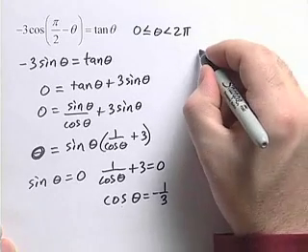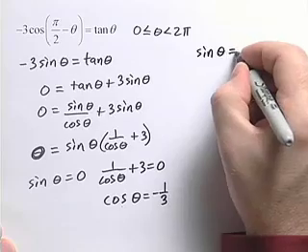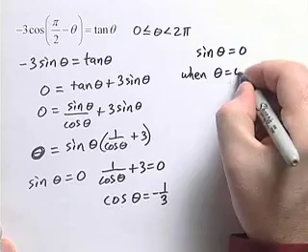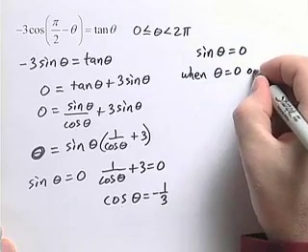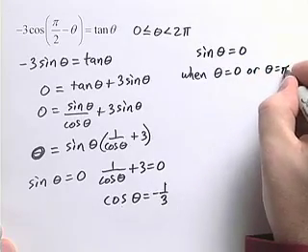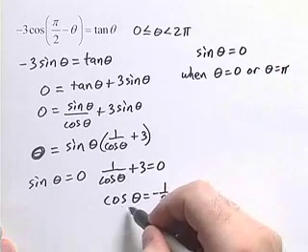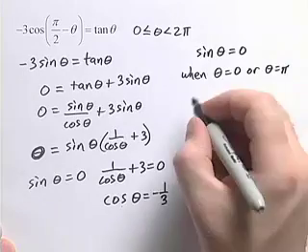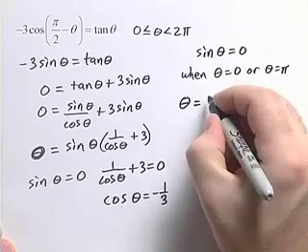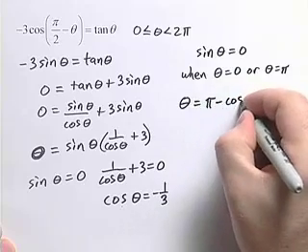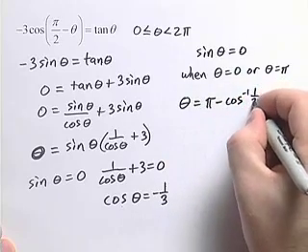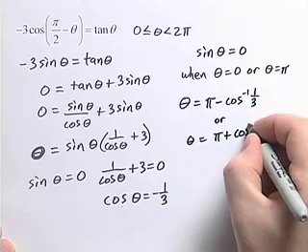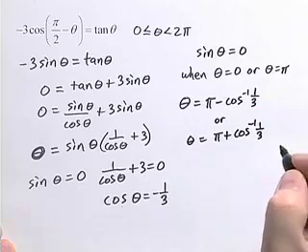We know that sine of theta is going to equal 0 when theta is equal to 0, or theta is equal to pi. Now, cosine of theta is equal to -1/3 in quadrants 2 and 3. If we solve that, we'll know that theta is equal to pi minus cosine inverse of 1/3, or theta is equal to pi plus cosine inverse of 1/3.